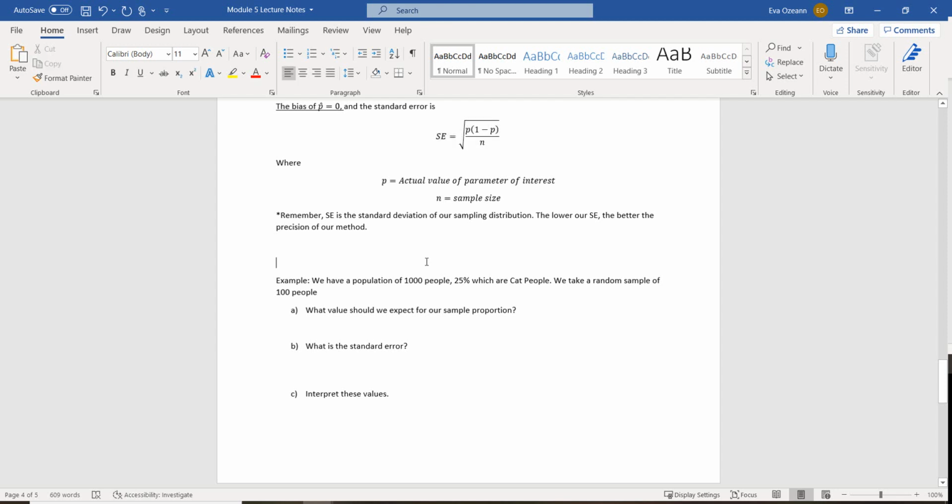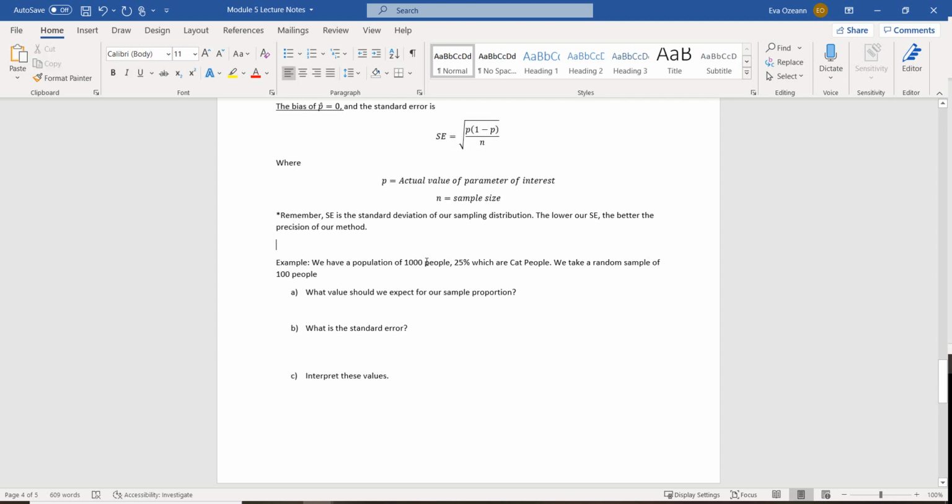So let's look at this example here. Suppose that we have 1,000 people and 25% of them are cat people. We take a random sample of 100 people.